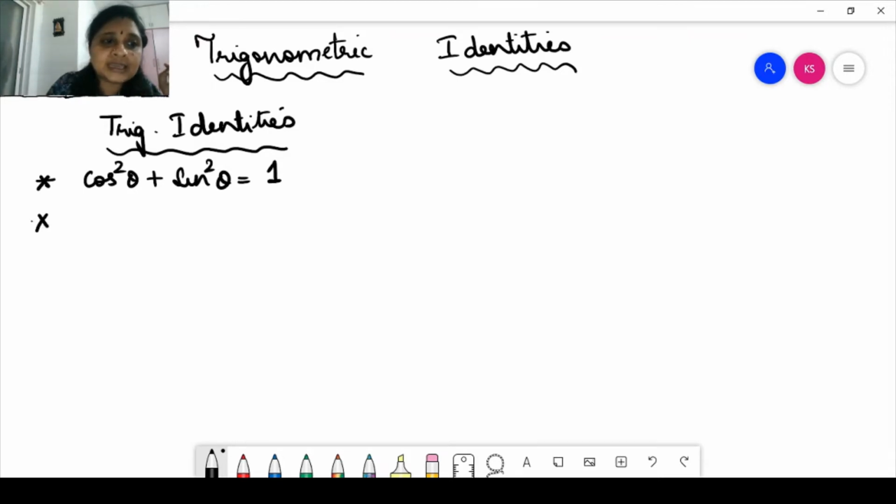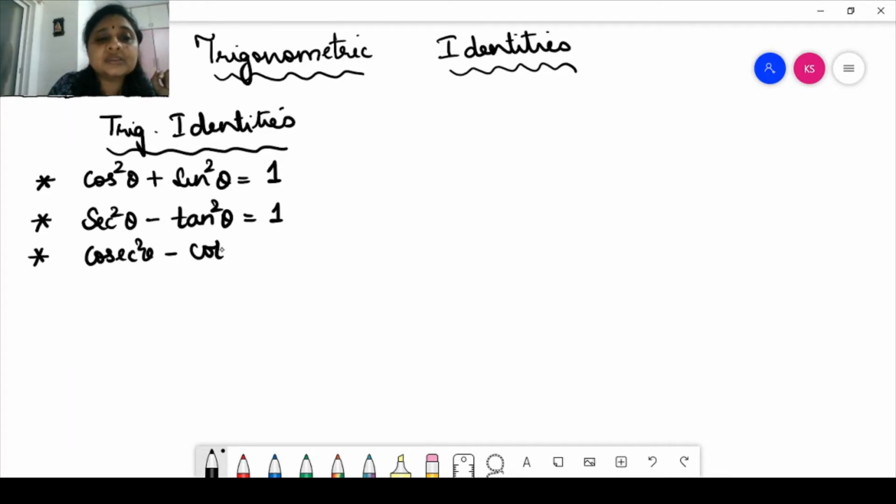The second identity that you will have to remember is secant square theta minus tan square theta equal to 1. When you transpose, you get 1 plus tan square theta is equal to secant square theta, and secant square theta minus 1 is equal to tan square theta. The third identity is cosecant square theta minus cot square theta equal to 1. This again gives rise to two other identities: 1 plus cot square theta is cosecant square theta, and cosecant square theta minus 1 is equal to cot square theta. These are the three trigonometric identities that you will have to remember.